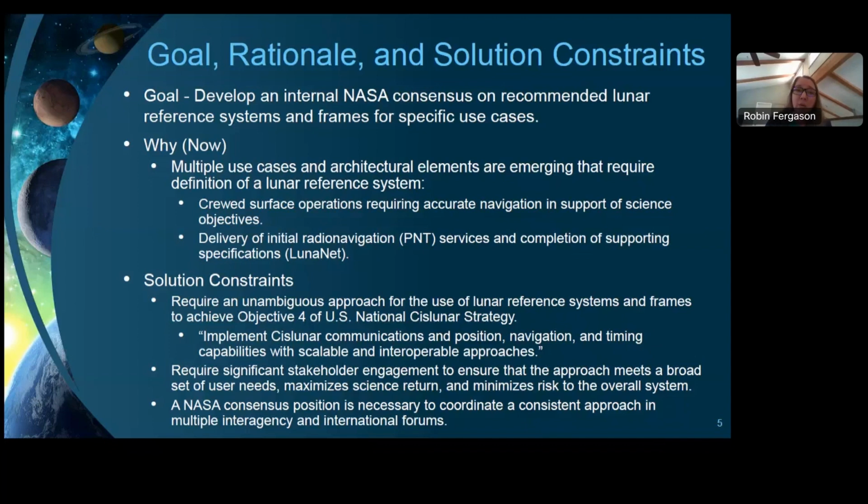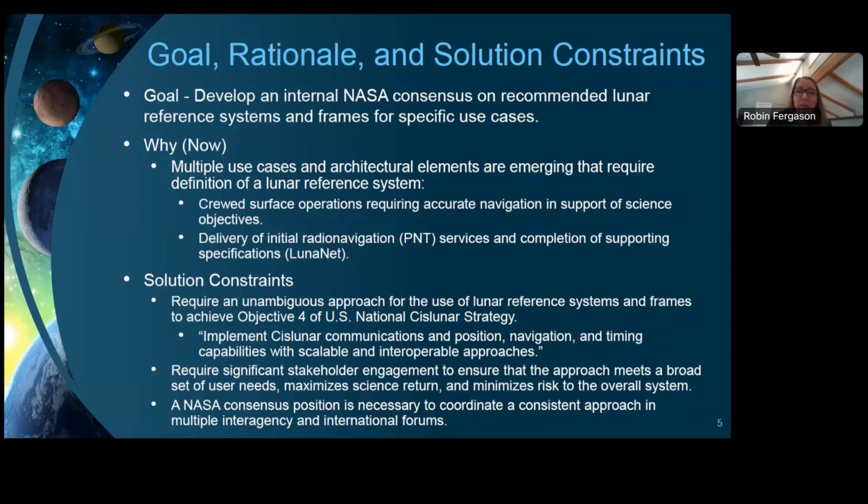Some of the constraints that we're working under are listed on this slide, but this isn't an exhaustive list. But first off, we require an unambiguous approach to the use of a lunar reference frame to achieve Objective 4 of the U.S. National Cislunar Strategy, and that's a strategy document that comes out of the White House, and NASA is leading that Objective 4.